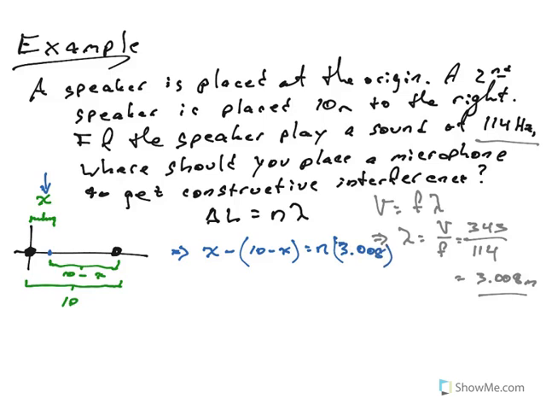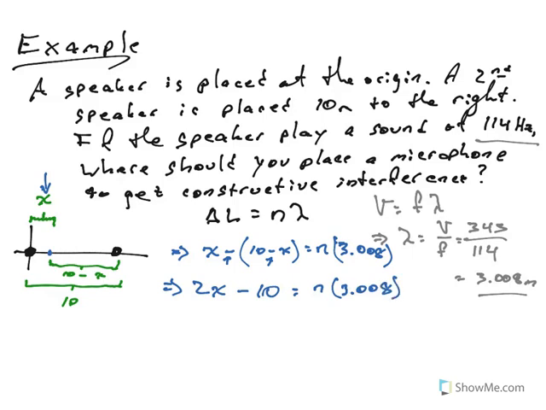And now all we have to do is solve this for x. X will tell me where I should put this microphone. So we clean this up a little bit. We have x minus 10 minus minus x, so that's 2x. Remember, this minus with that minus makes it a plus, so x plus x. Then we have minus 10, that's the left side, equals n times 3.008.